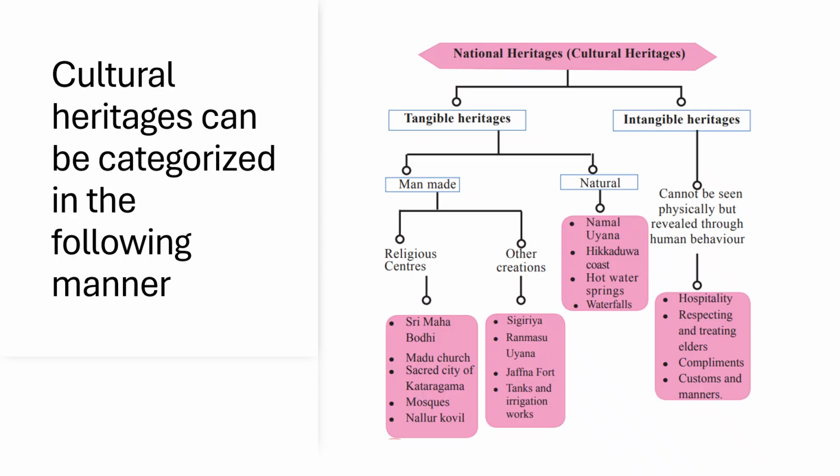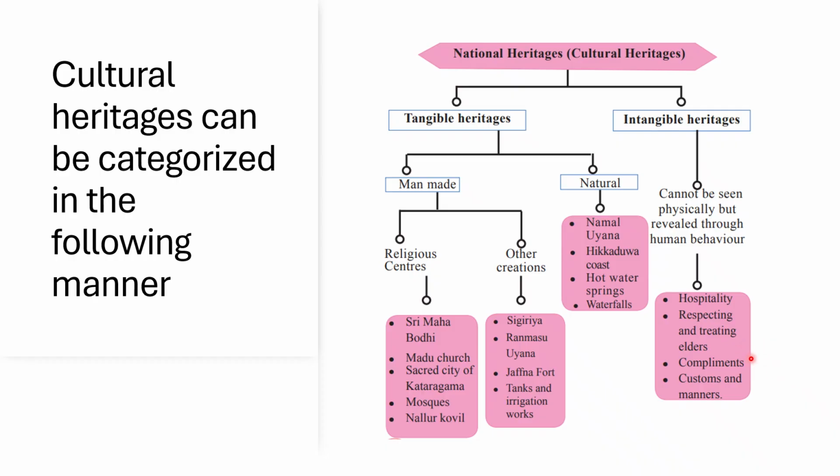As you see, we have another table. This is actually from your textbook, so you may recognize it. National heritage or cultural heritage can be divided into tangible heritages and intangible heritages. Intangible means you cannot see it physically, but it is revealed through human behavior, and you cannot touch it either. That's why it's called intangible. It's hospitality, respecting and treating elders, compliments, customs, and manners.